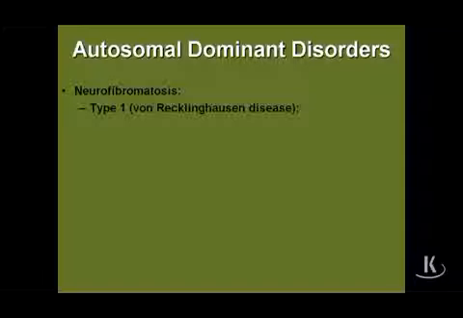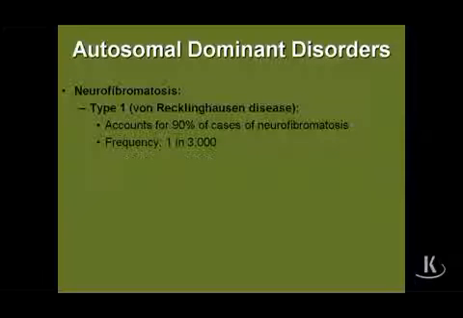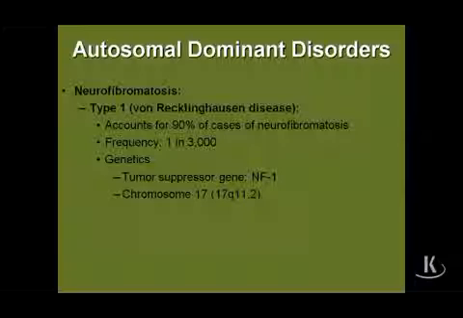Another autosomal dominant disease is a condition of proliferation of neurofibroblasts, especially along nerve trunks, called neurofibromatosis. The classic type 1 is the most common. Another name for it is von Recklinghausen's disease, and it accounts for about 90% of all cases of neurofibromatosis. Frequency is 1 in 3,000. The genetics involves the tumor suppressor gene NF1, on the long arm of chromosome 17.